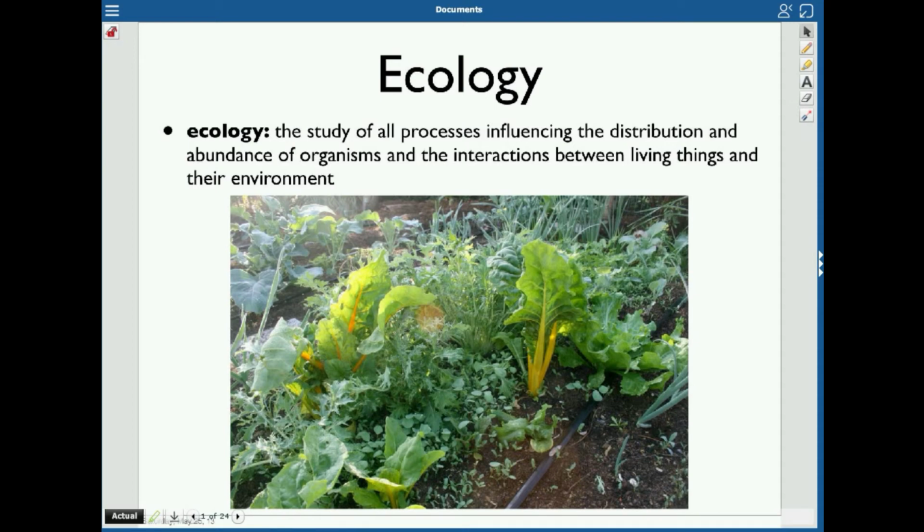So let's talk about ecology and then terrestrial biomes. Ecology is basically the study of the interactions between organisms, living things, and their environment. And so obviously this is really important with environmental science because that's kind of what environmental science talks about too, is the environment.